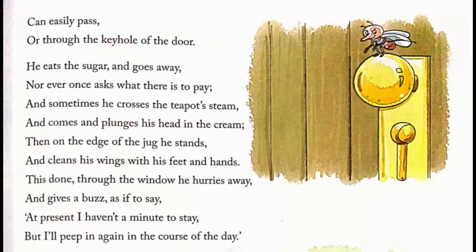Now let's move ahead. And sometimes he crosses the teapot steam and comes and plunges his head in the cream. You must have seen that whenever we have tea, it crosses over the steam from the kettle where it is coming out. You can see in this picture the steam is coming out and the fly passes through it, over it. And sometimes the flies sit on the cream of our tea, we feel very angry, but they can do anything.